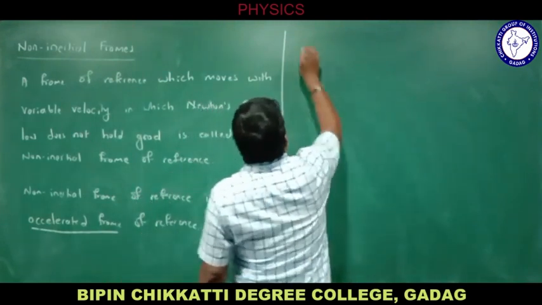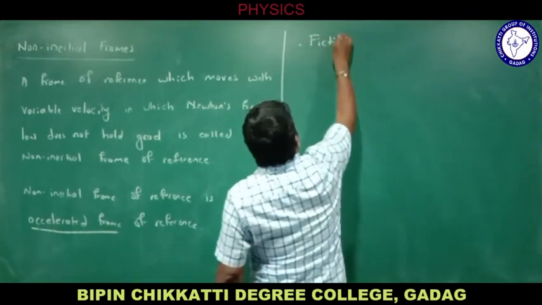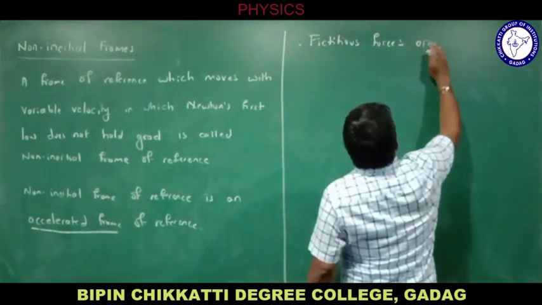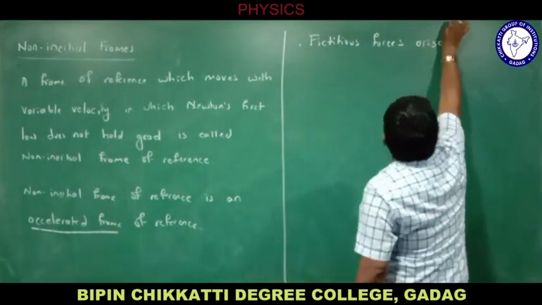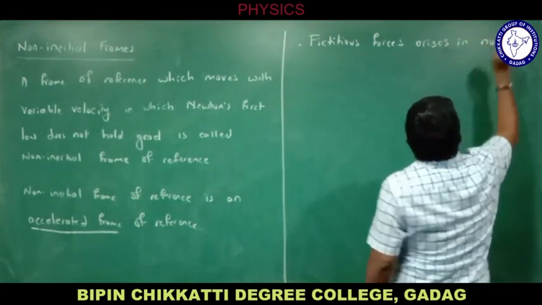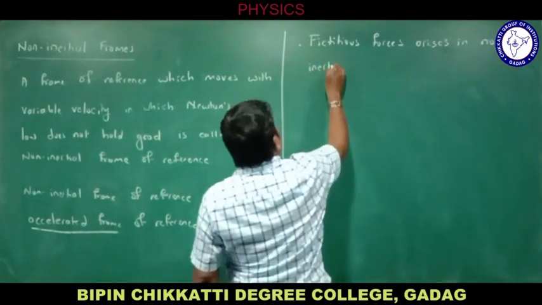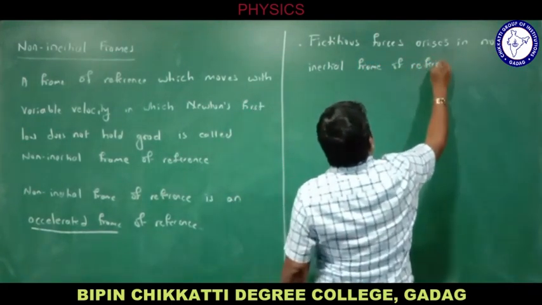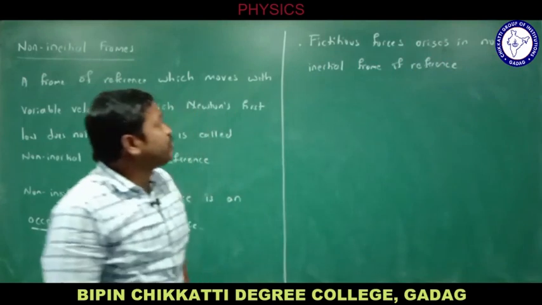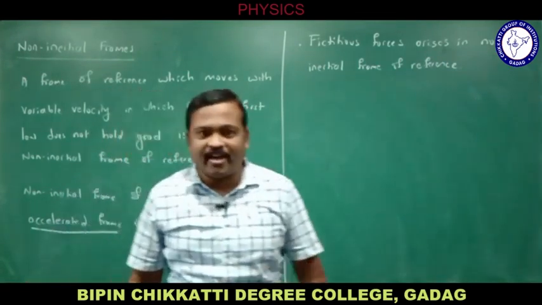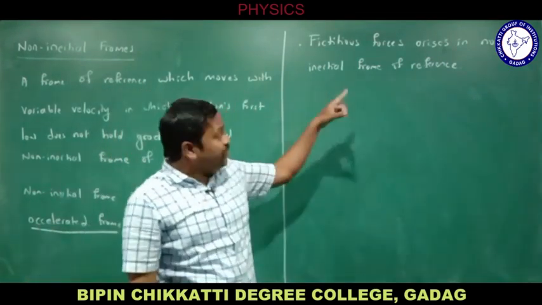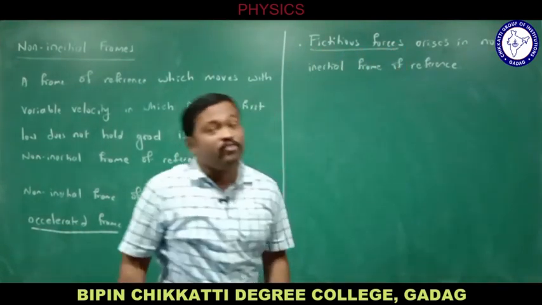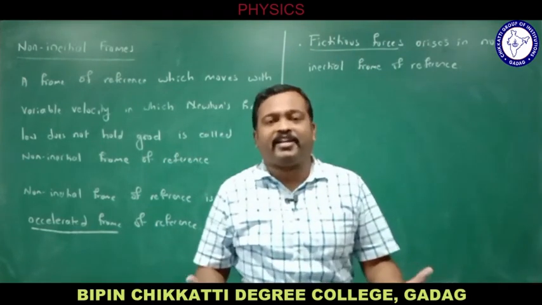Do remember, in this frame of reference, fictitious forces arise. In a non-inertial frame of reference, fictitious forces arise, right? Fictitious force arises in a non-inertial frame of reference. What is this fictitious force? It is a pseudo force which is not actually acting on a body.